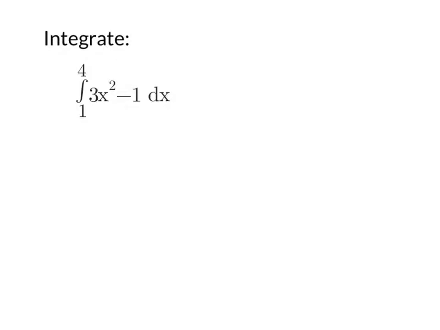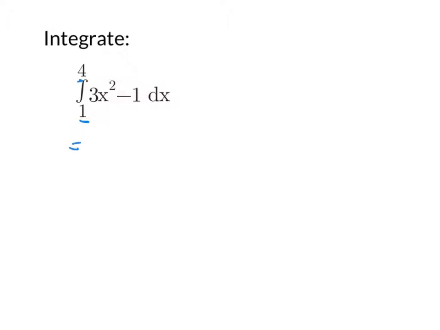When we try to evaluate a definite integral, it's going to be very similar to what we do with an indefinite integral. It's just there's one extra step at the end. So we know this is a definite integral because of these two numbers, the 1 and the 4. Those are the limits of integration.